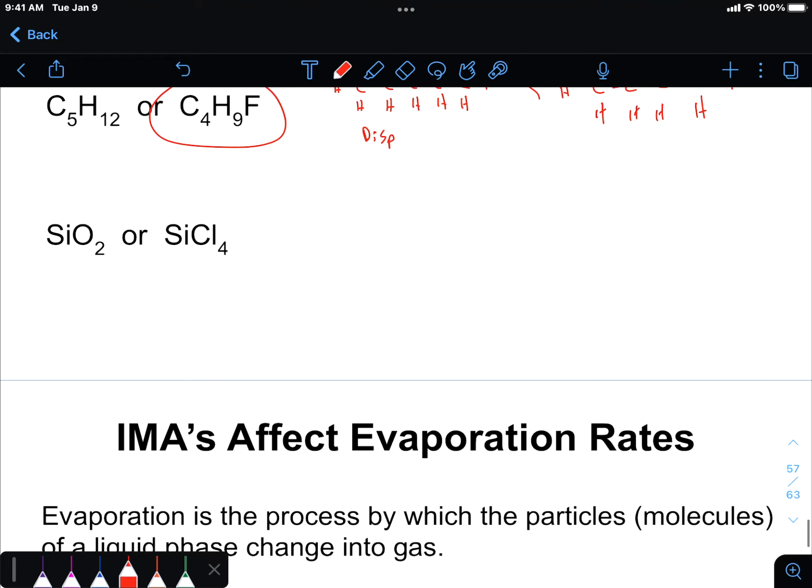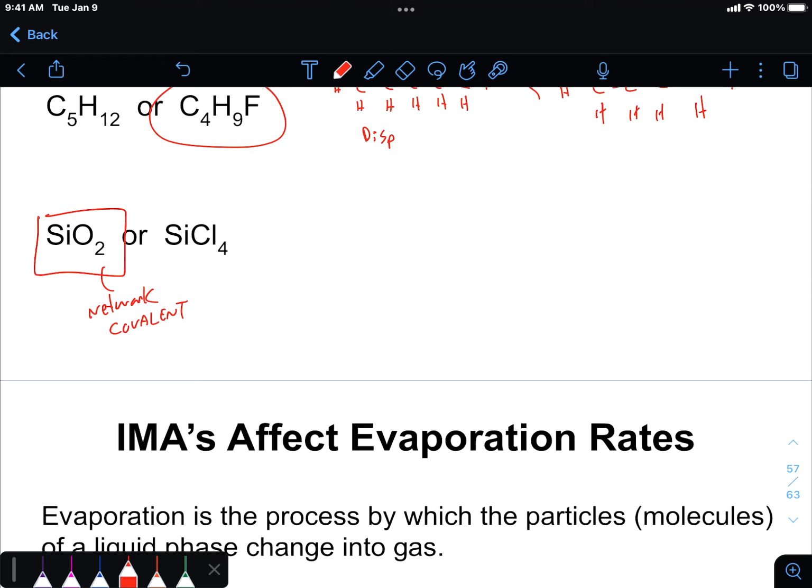So then, SiO2 or SiCl4. I'm going to tell you right now that I don't need to draw anything for this. Why is that? Yeah, Kristen. Yes. SiO2 is network covalent. And network covalent has the strongest attractions out of anything, which means it has the highest melting point out of anything.